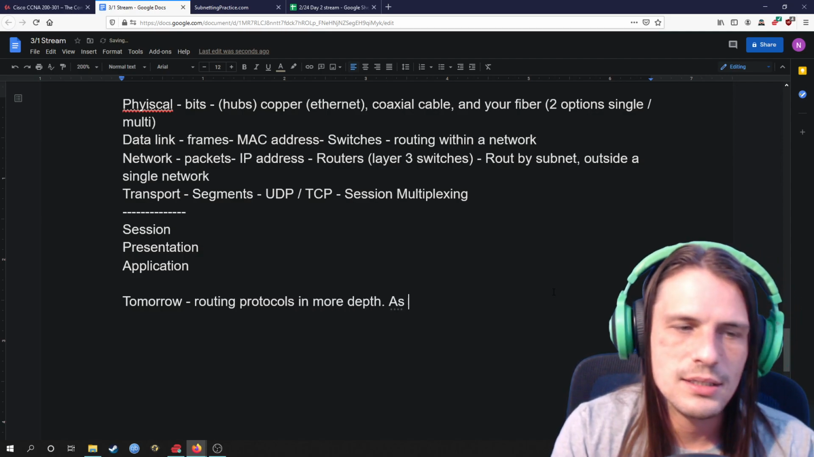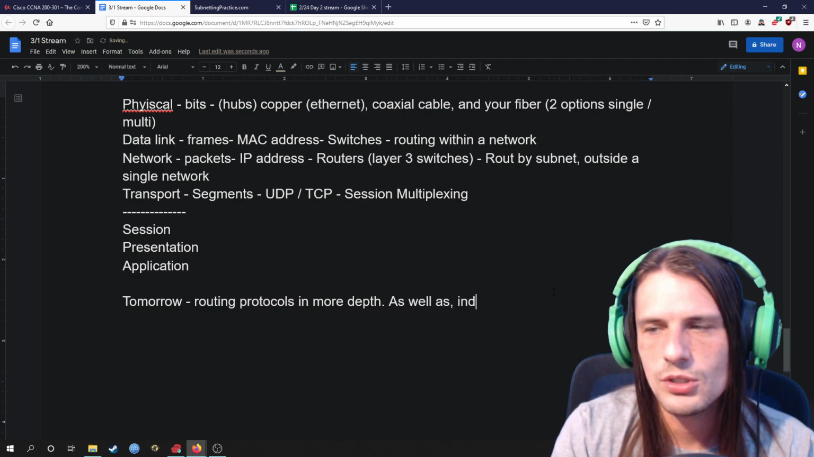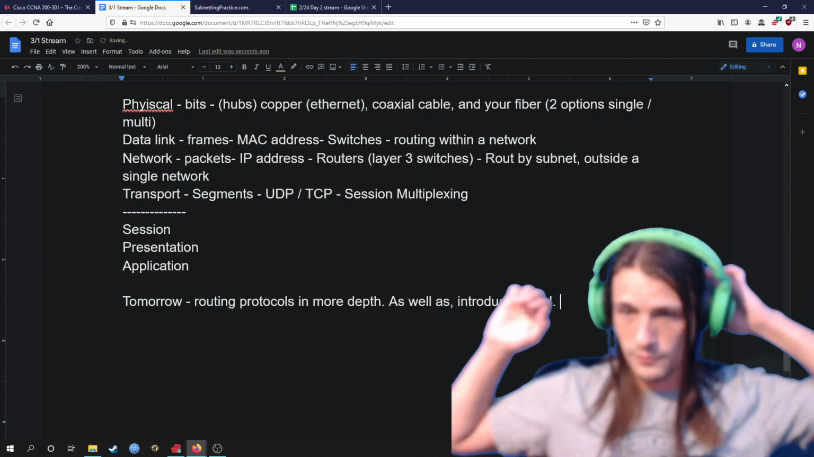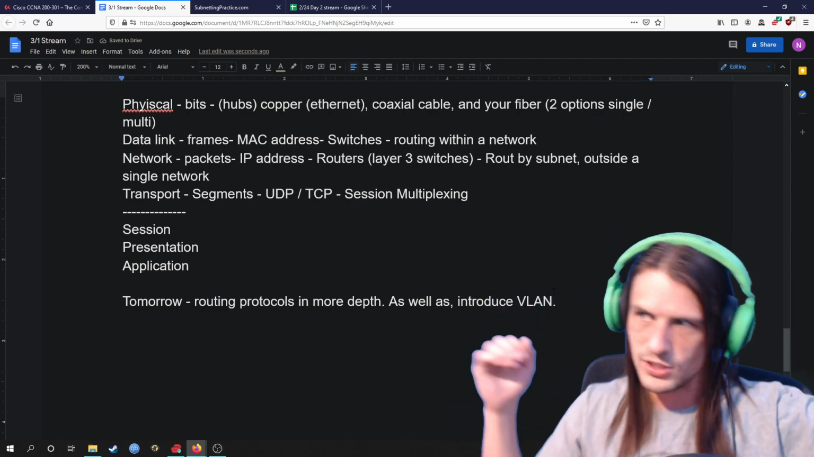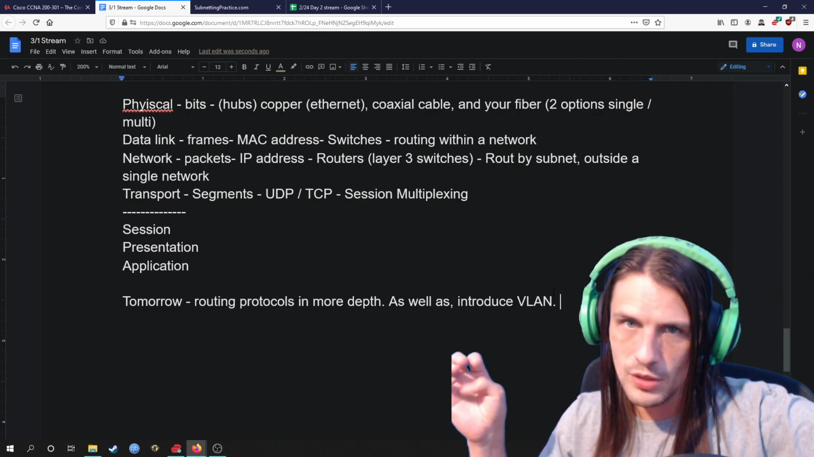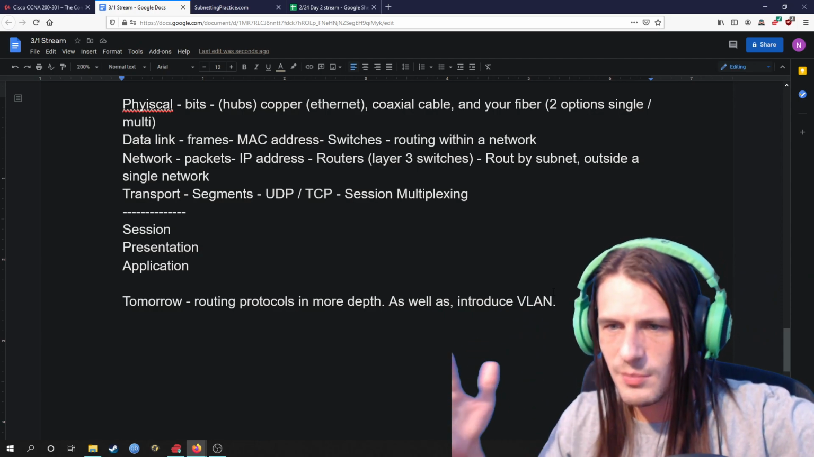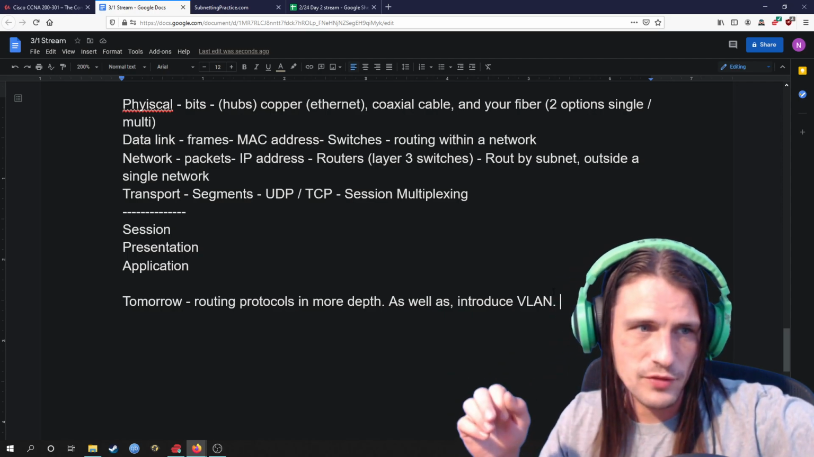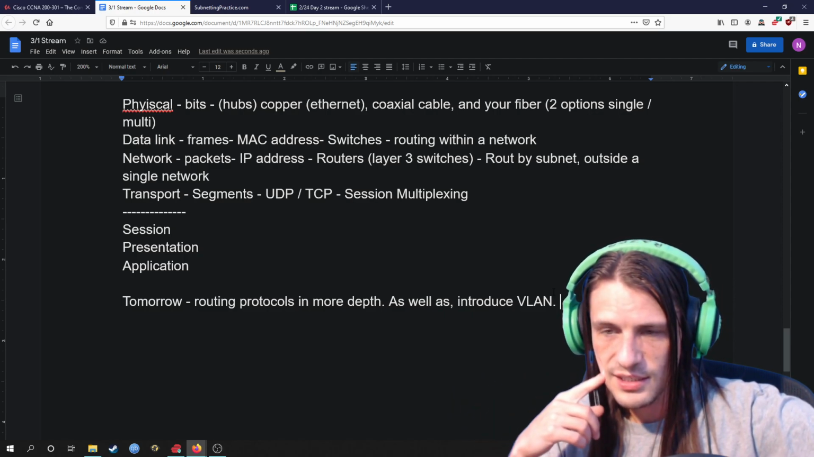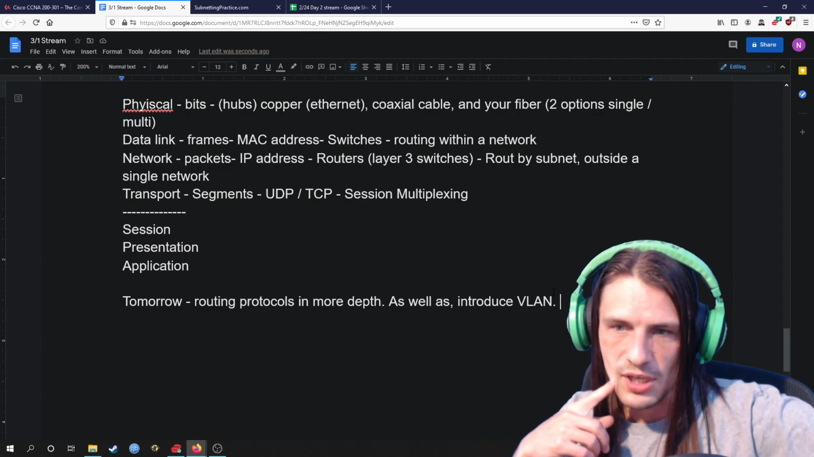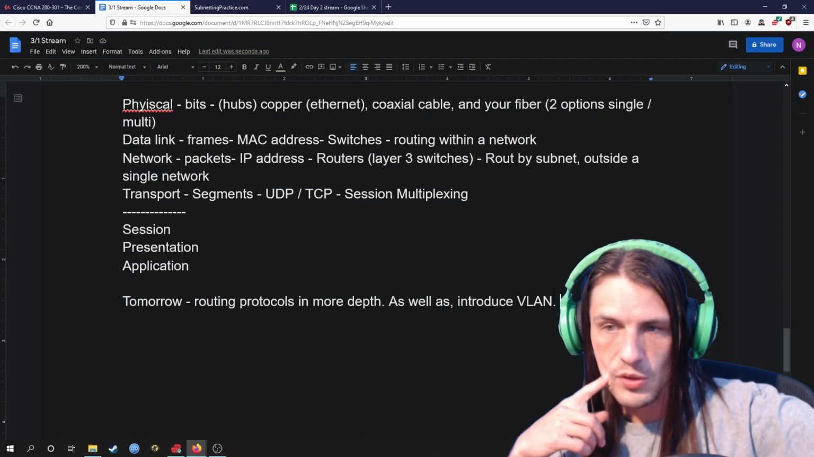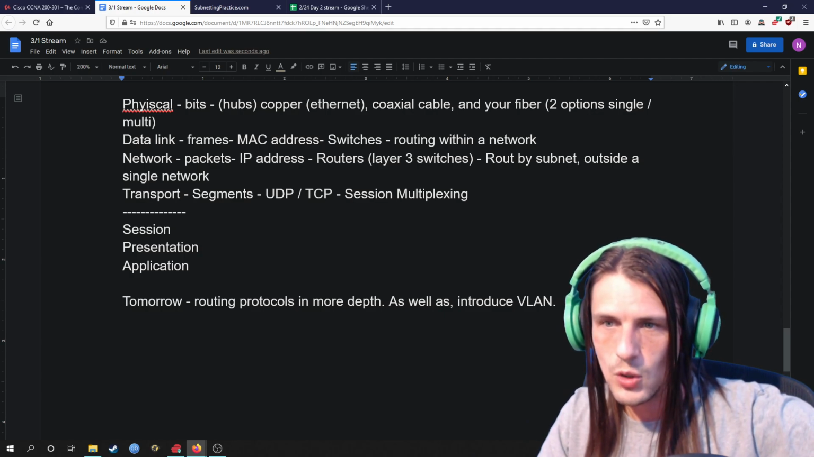As well as introduce VLANs. So this is when we're going to start getting into our virtual networks, which is really cool. This is a lot newer information. VLANs have been out for a while, but out of all the stuff that we've learned so far, it's the newest of the information. Virtual networks are on the up and up, pretty amazing. So it's definitely something that I'm going to make sure I invest myself in and know.